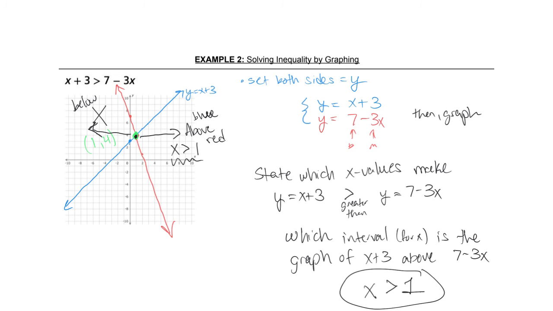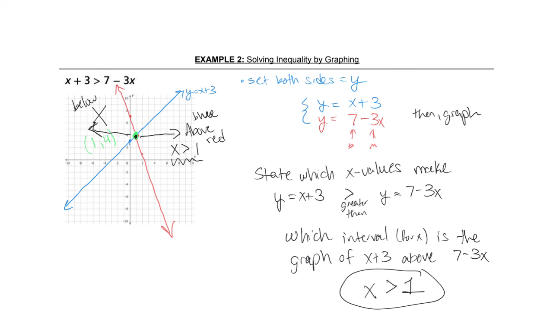Where it's above essentially is where it's greater than. If we were looking for less than, obviously it'd be where it's below. And if it was greater than or equal to, we'd include that 1, so it'd be x is greater than or equal to 1. But we just are looking for greater than, so it's whenever x is greater than 1, y equals x plus 3 is greater than y equals 7 minus 3x.